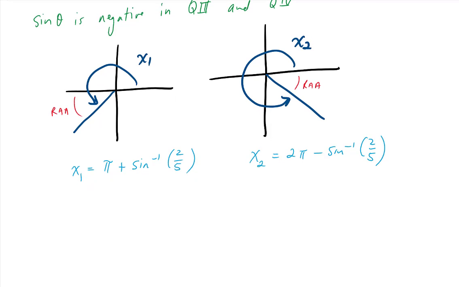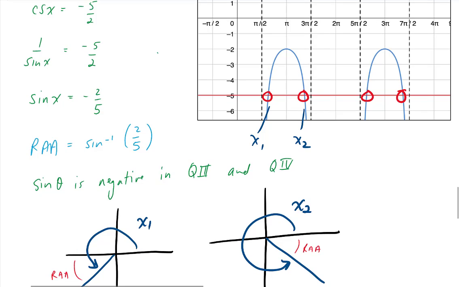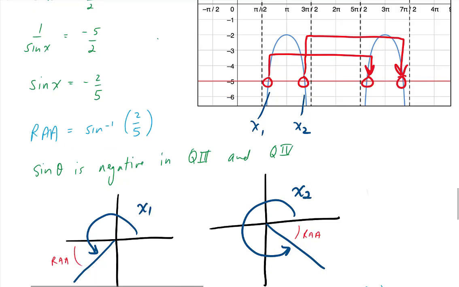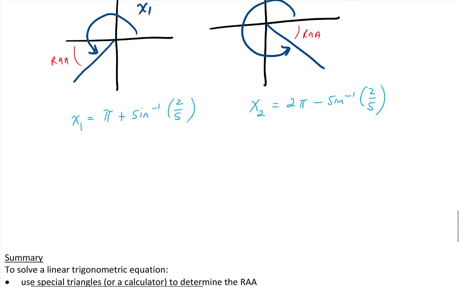Remember, we're going to 4 pi this time. So what we need to do now is to find the next 2 angles, which will be, if we go back to our diagram, 2 pi units over, the repeating pattern for our graph, and again, 2 pi units over. So all we need to do is add our period to each of our solutions.